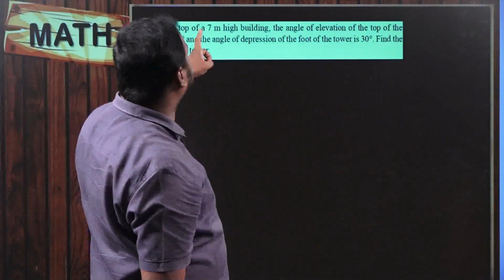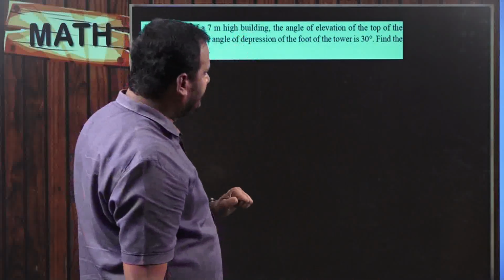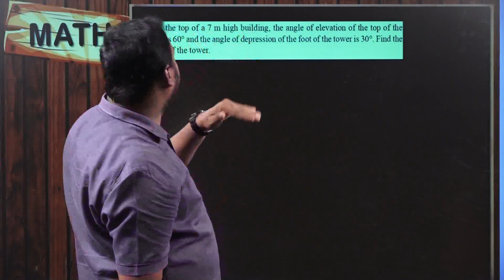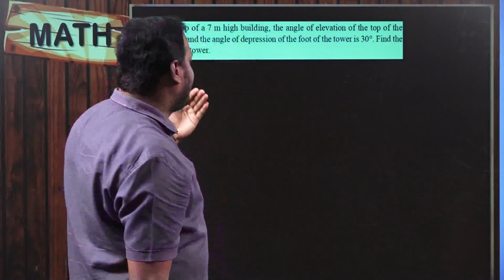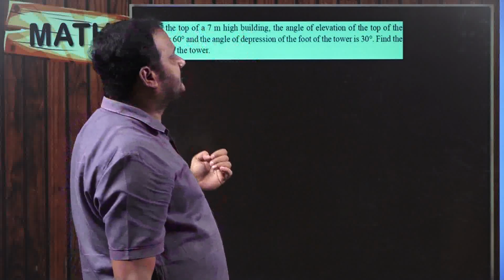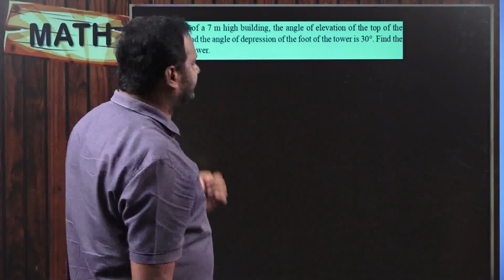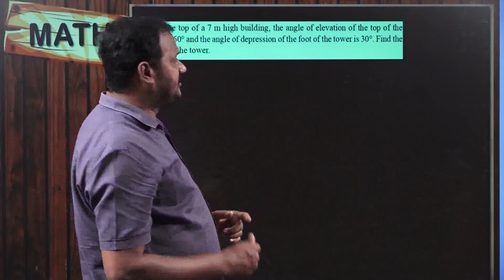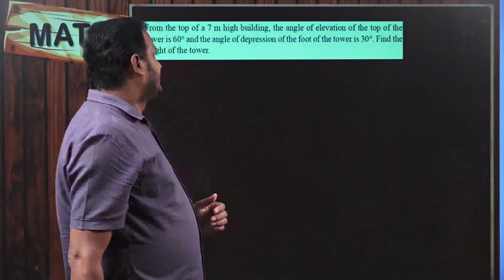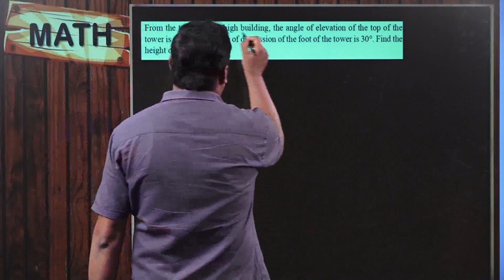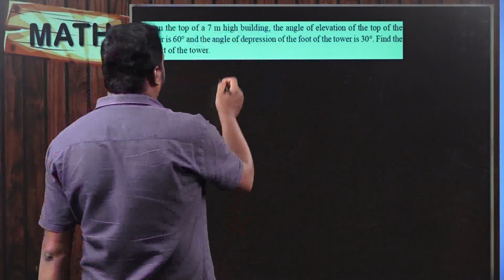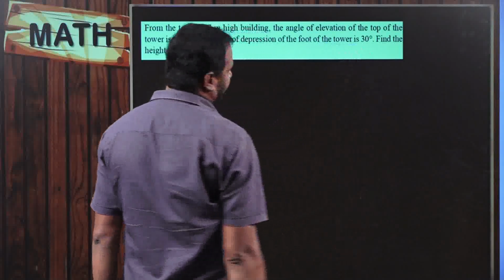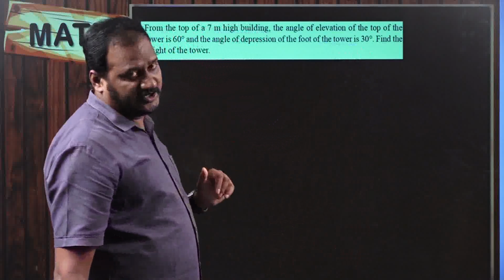From the top of a 7 meters high building, the angle of elevation of the top of the tower is 60 degrees and the angle of depression of the foot of the tower is 30 degrees. Then find the height of the tower. So if you observe, there are two objects. The first object is the 7 meters high building and the second object is the tower, right? So you will have to draw both the objects.